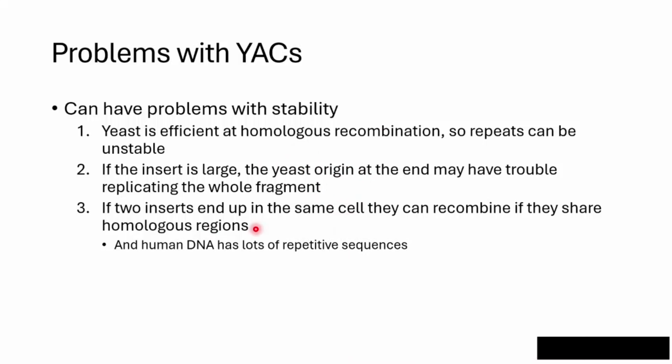Obviously, if you have two inserts in the same cell, they might recombine if they have the same microsatellites, for example, and that will lead to a lot of repetitive sequence and then fragments that are shuffled between different sections.